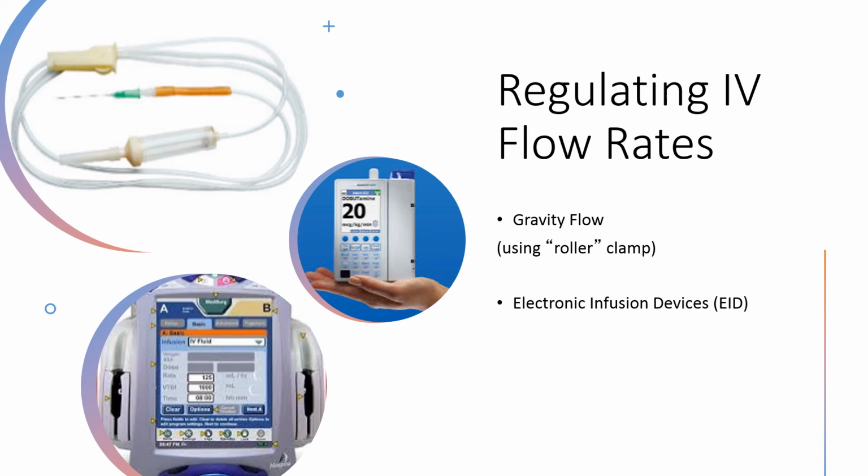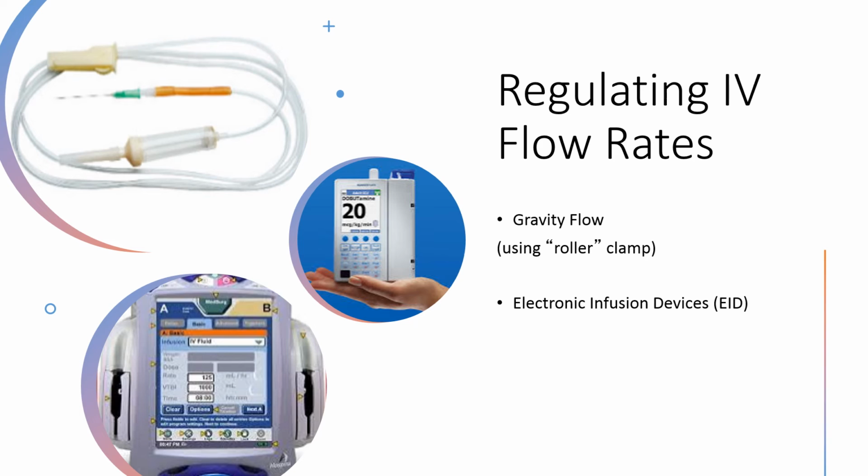When we look at regulating the IV flow rates, the first thing we're going to talk about is gravity flow. Gravity flow is done using the roller clamp. This is where we would have to figure out a calculation of how much fluid we wanted to administer based on the tubing that we have and whether it was 10, 15, or 20 drops per milliliter. So what we would do is when we attach this to the patient, we would regulate the flow using that roller clamp.